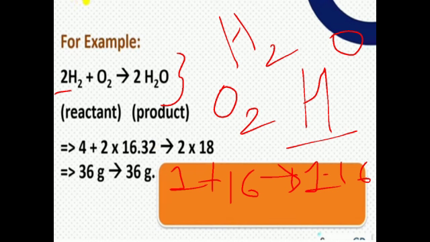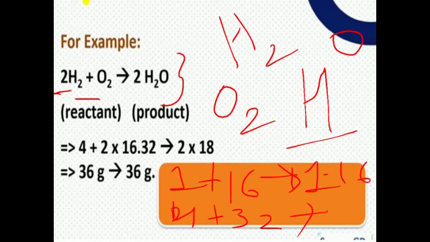So here 2 are there. 1 into 1 will be 1. But here 2 molecules of 2 hydrogen, so here it is 2 for hydrogen, and here also it is 2 for hydrogen. The atomic mass is 1, so 2 plus 2 will be 4. If we multiply 2 with 1, it will be 2, and this 2 multiplied with 1 will be 2. So 2 plus 2 will be 4. Then 2 atoms of oxygen are there, so 16 into 2 will be 32.